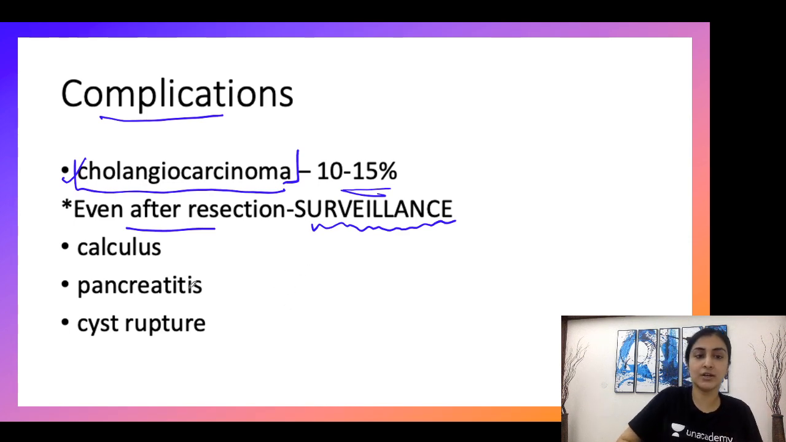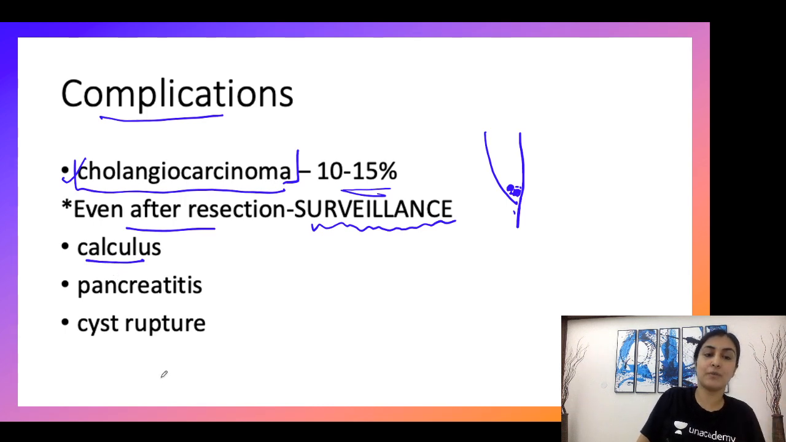So this was the other complication. So after that we have calculi formation. So anytime there is some sort of narrowing or some sort of stasis, we will have the calculi which will form in the dependent areas. Alright, so calculi formation, the next complication.